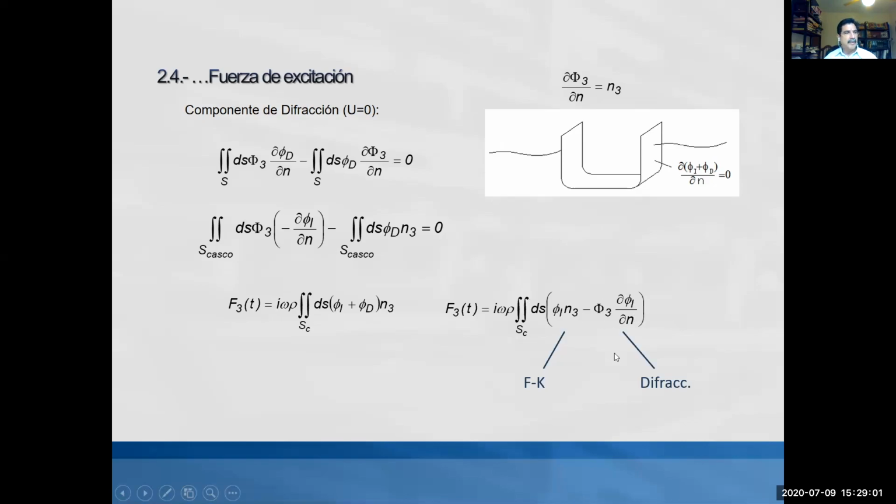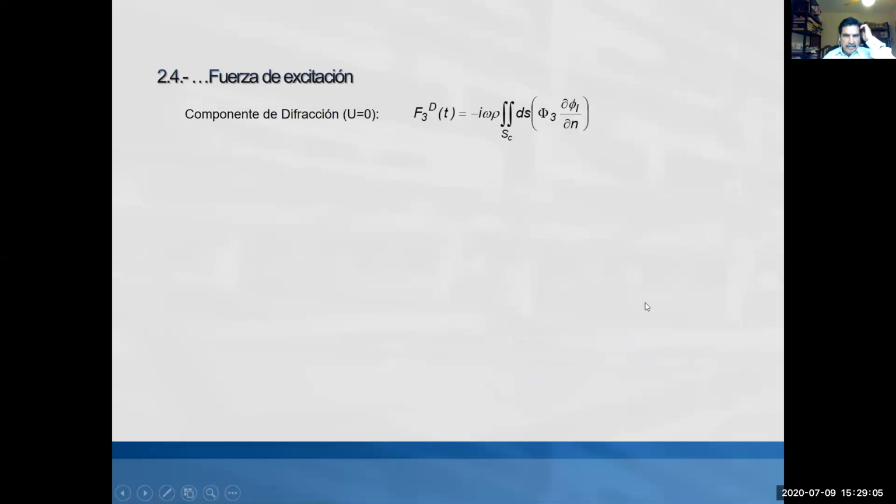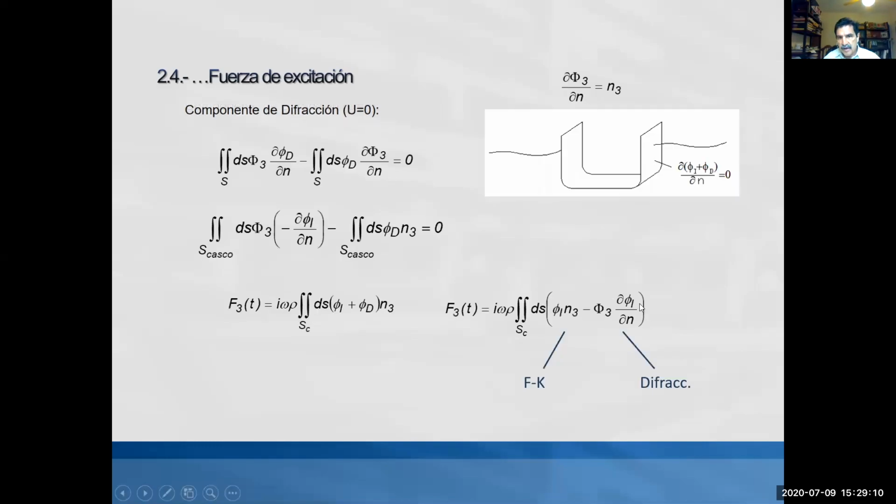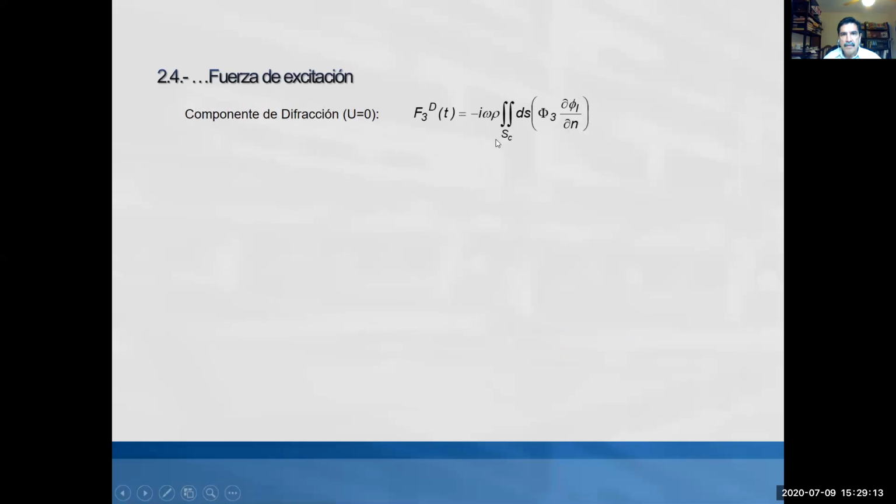I think we ended up here last class, right? So this is the diffraction component, including the negative sign. Now, we have d phi I dn. So this, by definition, is the normal component of the velocity because of the incident waves. Now we have to recognize that n1 is 0.